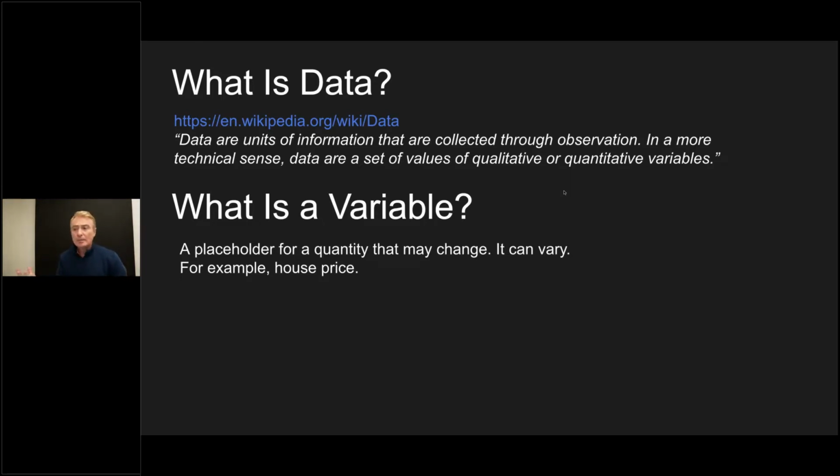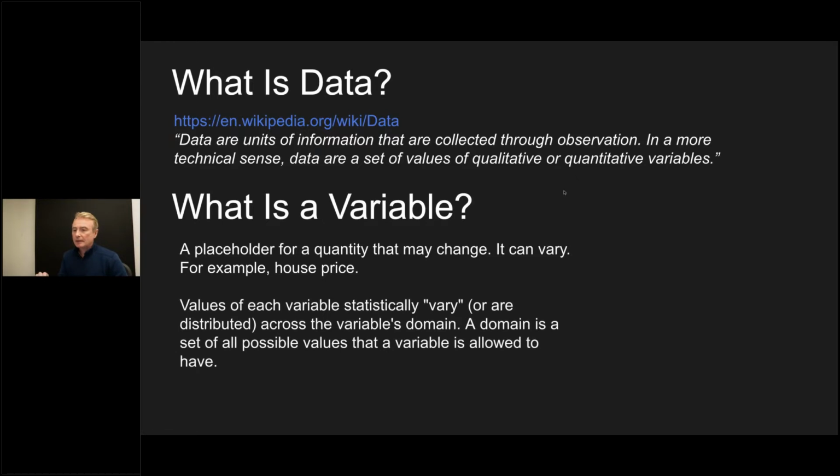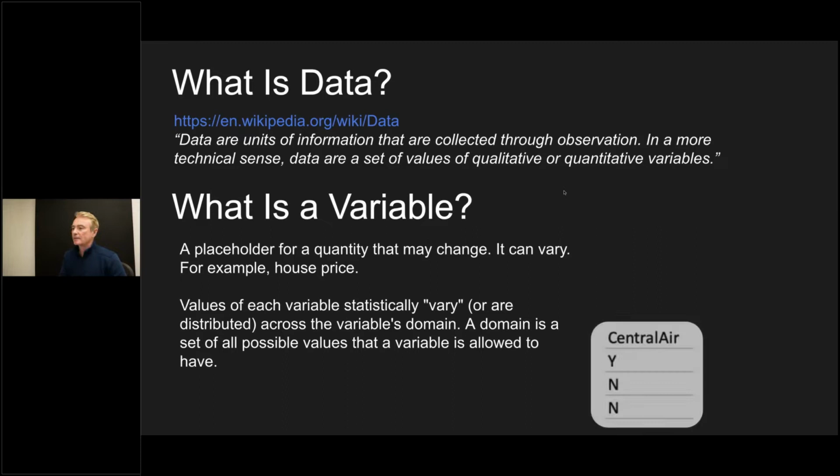So if you're looking at apartment buildings, the number of bedrooms in the apartment, the first apartment you looked at might be 2, the next one might be 1, the next one might be 4, right? So these are what we call variables. And the values of each variable statistically vary, they are distributed across a variable's domain. And a domain is the set of all possible values a variable is allowed to have. So this is very important.